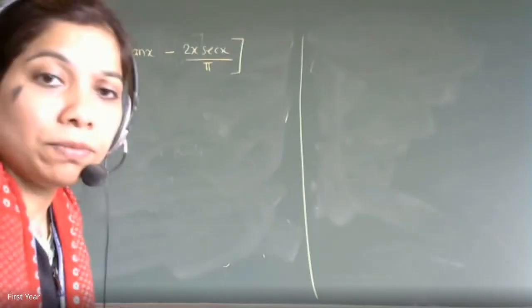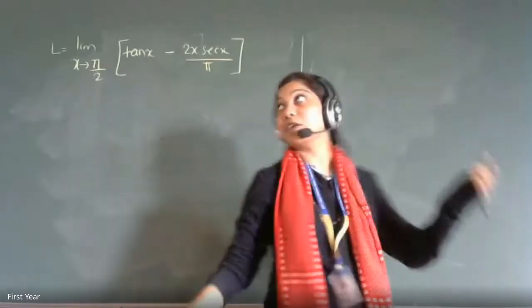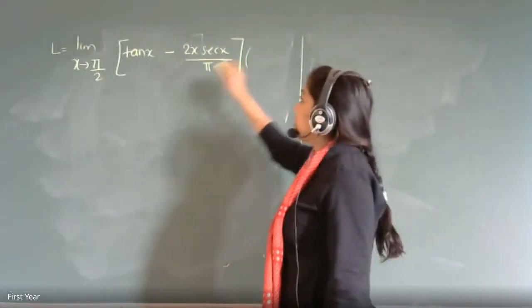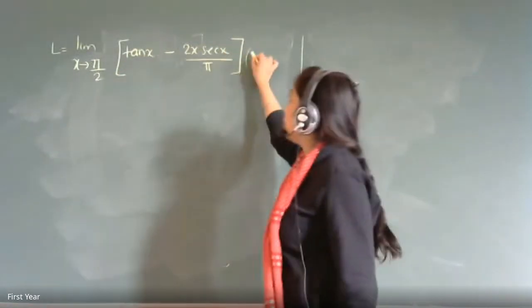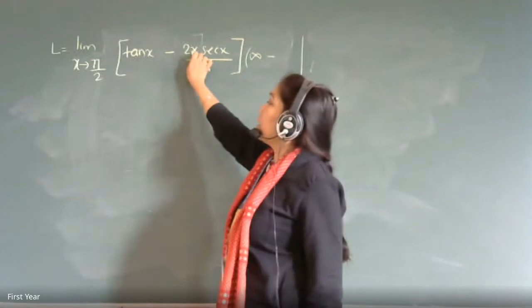What is the form? tan infinity minus infinity, infinity minus infinity. Yes, very good. Thank you. So it is infinity minus infinity because tan of pi is infinity and x is pi by 2.